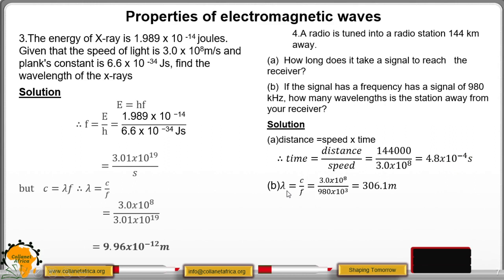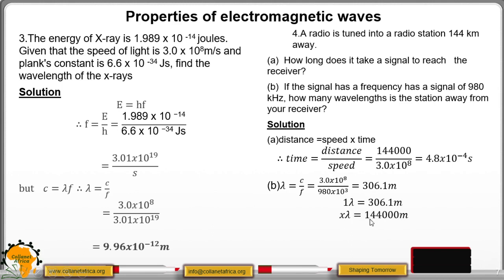Then part B, we are being asked about the number of wavelengths. So first of all, we need to get the length of one wavelength. And wavelength will be given by c over frequency. So we get our c, which is the speed of light. We divide by the frequency. You get 306.1 meters. This is the length of one wavelength. So one wavelength is equal to 306.1 meters.